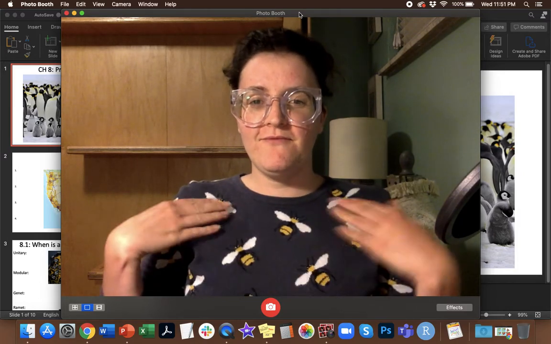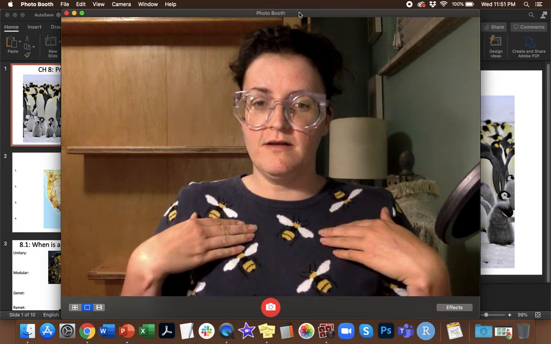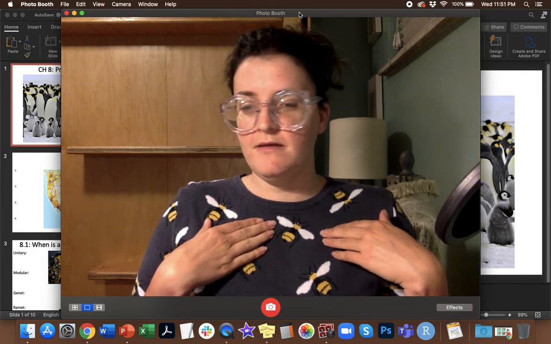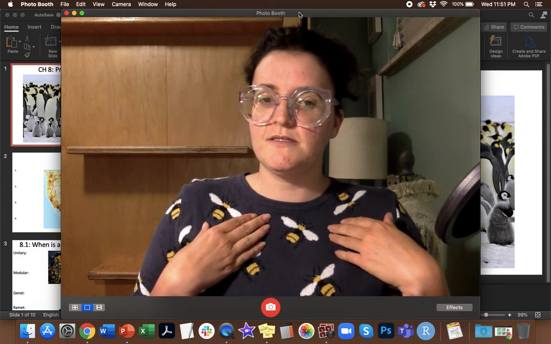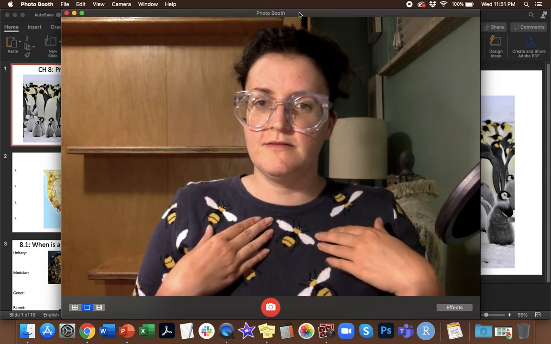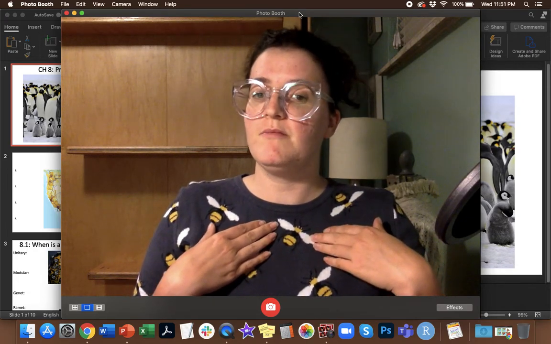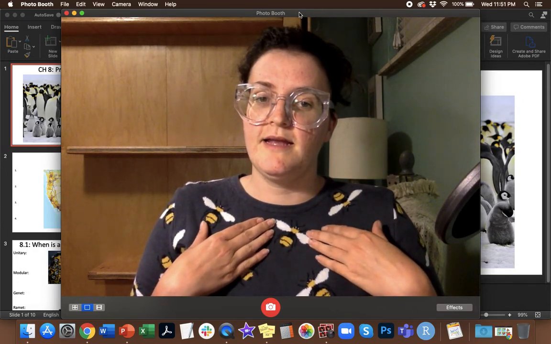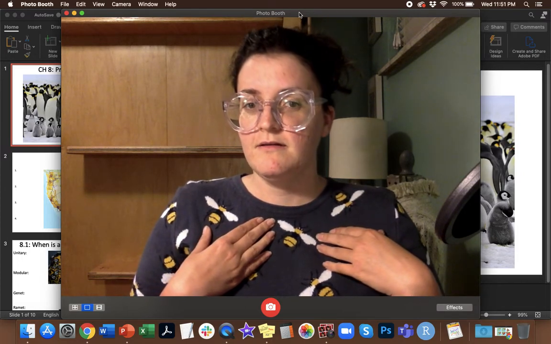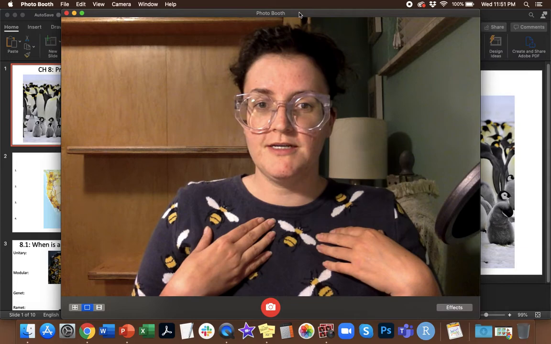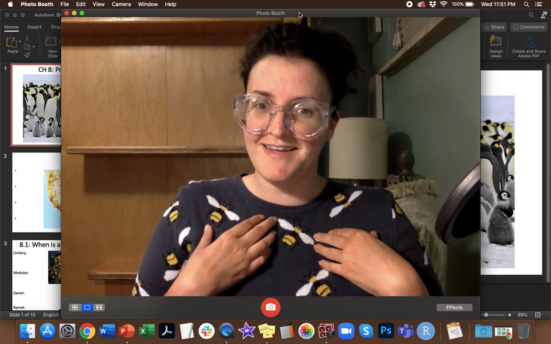Anyway, my outfit today, I'm wearing another one of my bee-themed outfits. This is one of my favorite bee-themed outfits because it's not some generic bee. It actually looks like a bumblebee, and it even kind of looks like Bombus pennsylvanicus, which is named after the state of Pennsylvania.